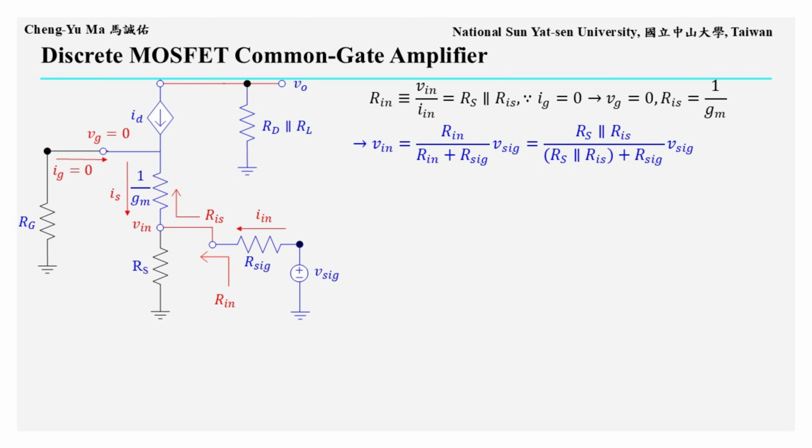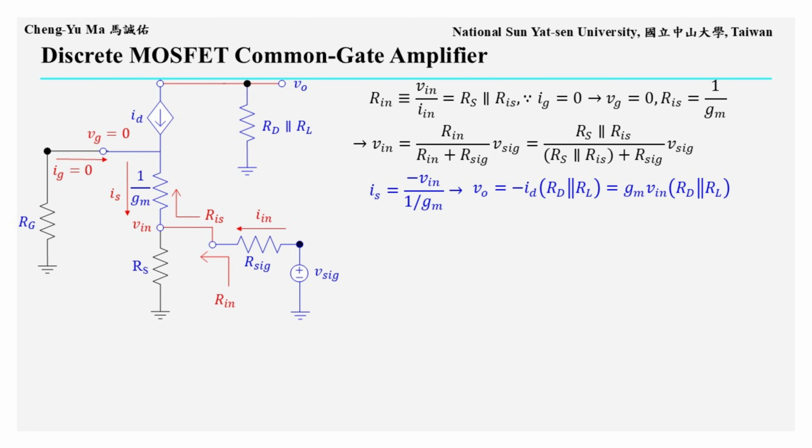Once Vin is known, the source current Is can be found as negative Vin divided by RIS. Then Id equals Is, and this becomes the controlled current flowing out of the output node. The output voltage is Vo equals negative Id multiplied by the parallel combination of RD and RL. Substituting Id equals Is equals negative Vin over 1 over gm, we get Vo equals gm times Vin times the parallel combination of RD and RL.